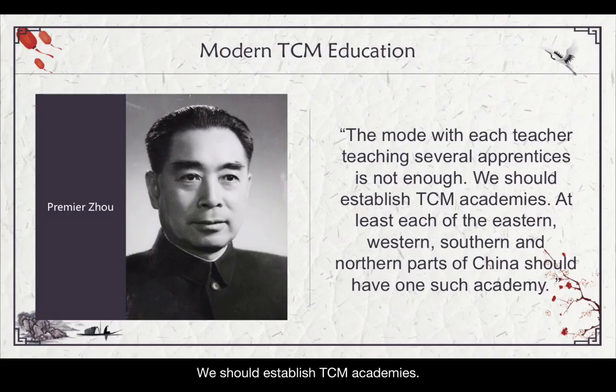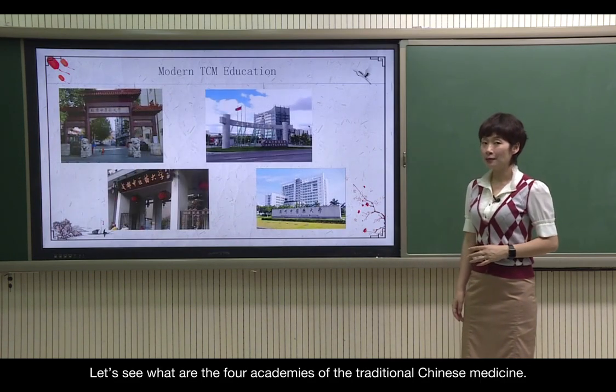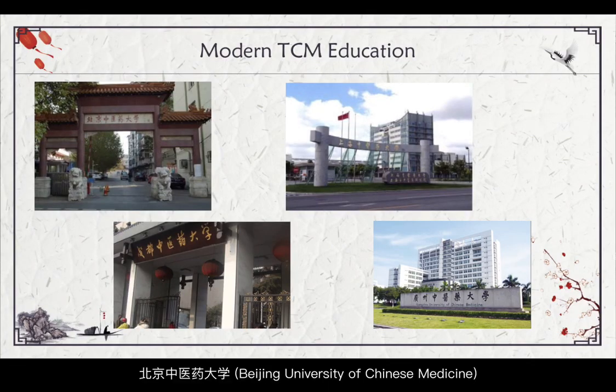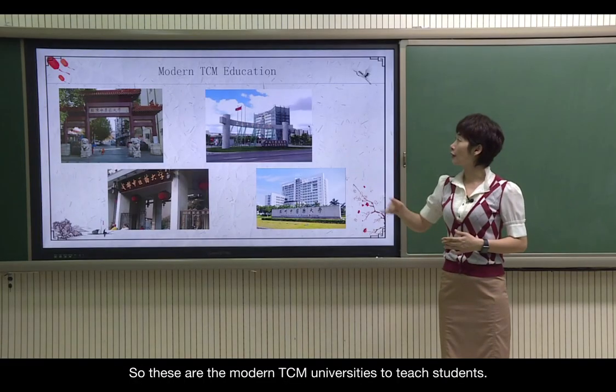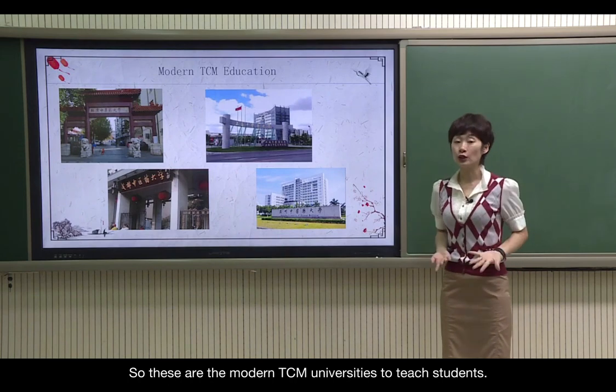We should establish TCM academies, at least one in each of the eastern, western, southern, and northern parts of China. Let's see what the four academies of traditional Chinese medicine are. I will tell you the Chinese names: 北京中医药大学、上海中医药大学、成都中医药大学 and Guangzhou 中医药大学. So these are the modern TCM universities to teach students.